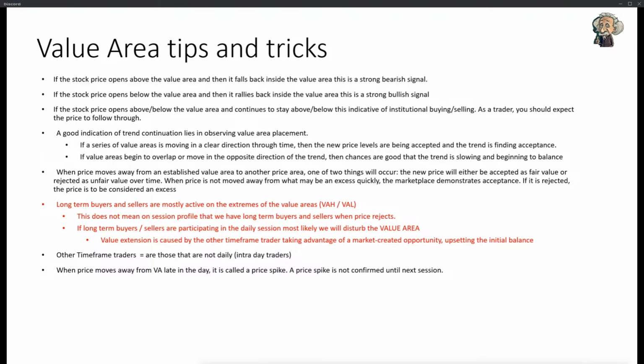If the stock opens above or below the value and continues to stay above or below, depending on where we open, that means the continuation of the trend is going to stay, and it's most likely going to follow through in the direction that we open.